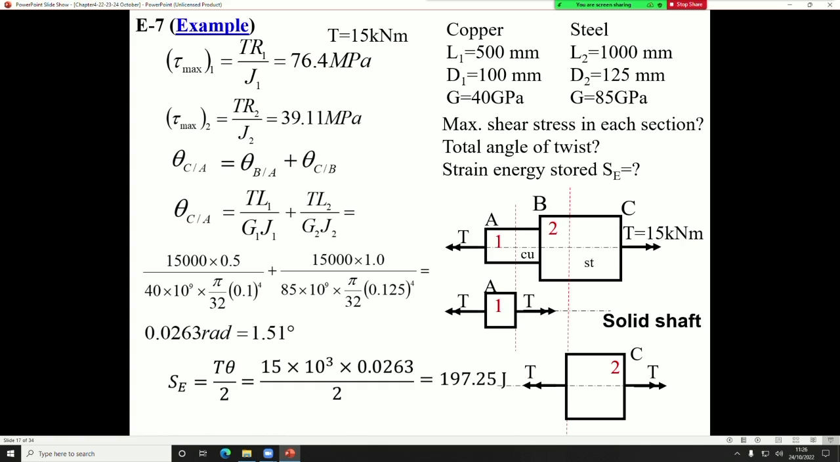Any questions on this slide? So I repeat, we can apply the equations for static problems to dynamics problems if they have no acceleration.